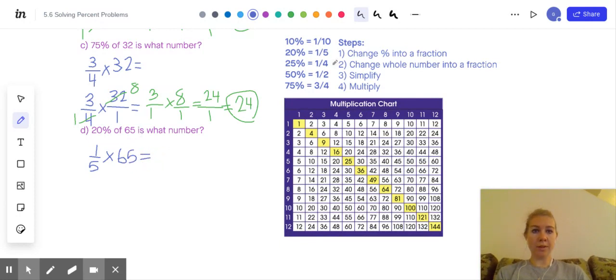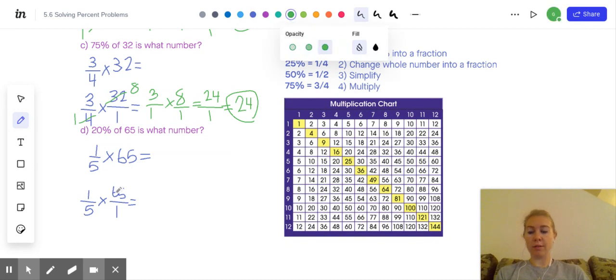Step 2, change whole number into a fraction. Oh gosh, that got a little bit crazy. 1/5 stays the same. We are still multiplying. To turn 65 into a fraction, 65 is going to be the numerator. 1 is going to be the denominator. Step 3, simplify. We're going to look diagonally, 1 into 1. Can't simplify that. 1 is as small as we can get.